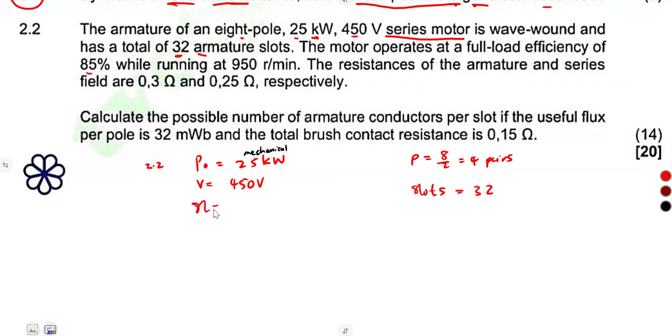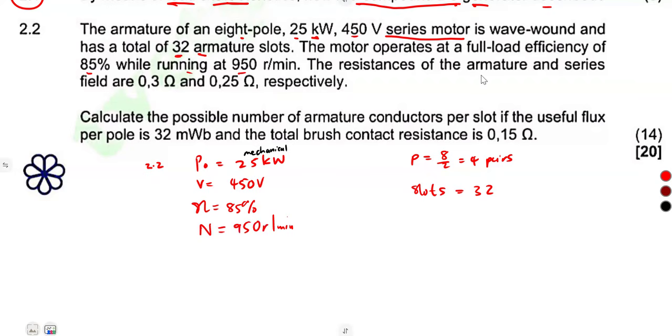The motor operates at a full load efficiency of 85%. So there is a need of us having efficiency since we are given the output power, which is mechanical. We are supposed to work with electrical power. So we are supposed to use efficiency to determine the input power, which is electrical. And it runs at this speed of 950 revs per minute.